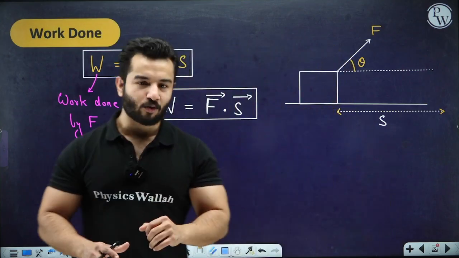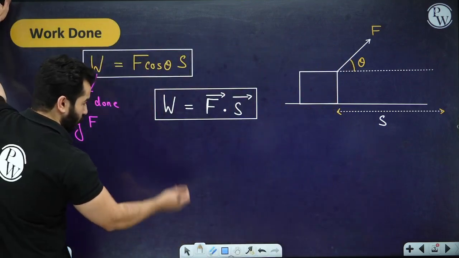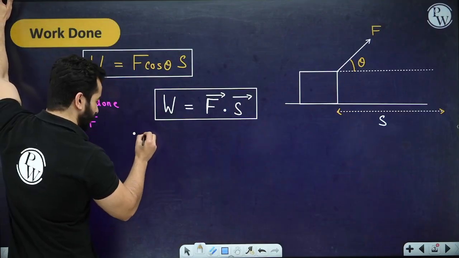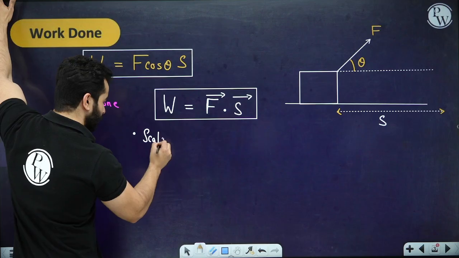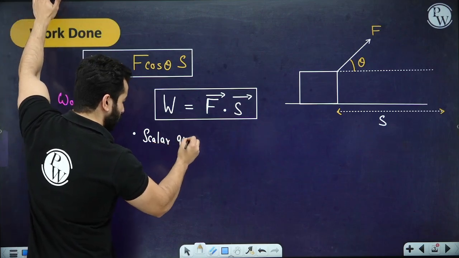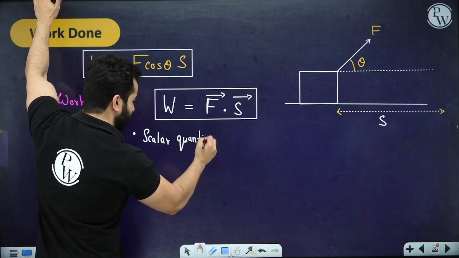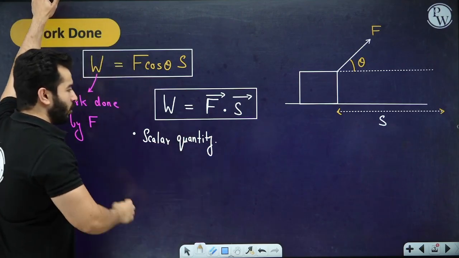Work is a scalar quantity. This is for sure. Work doesn't depend on direction. It is a scalar quantity, right? What else can we say?